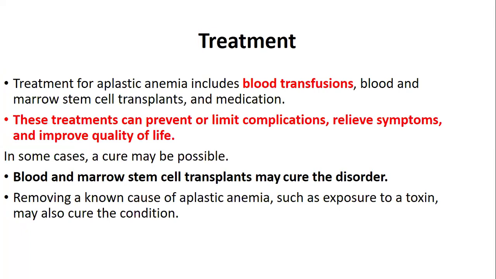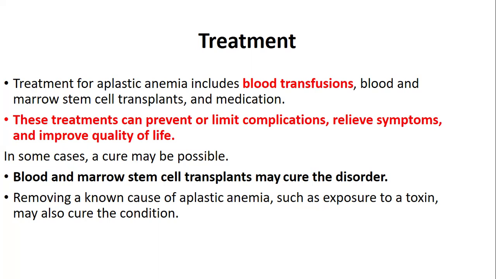Treatment for aplastic anemia includes blood transfusion and bone marrow stem cell transplant, as well as medication. This treatment can prevent or limit complications, relieve symptoms, and improve quality of life. In some cases, a cure may be possible. Blood and bone marrow stem cell transplants may cure this disorder, as we have heard that it is coming from damage of those stem cells. So the replacement of those stem cells can actually give a cure to these conditions.